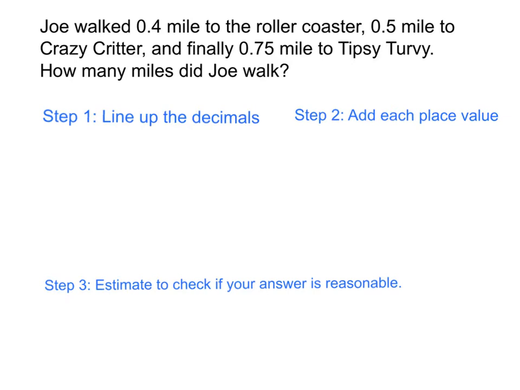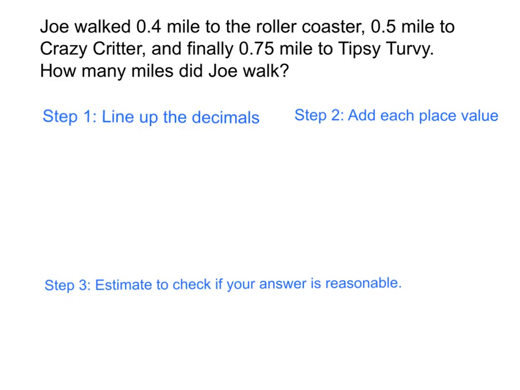First of all, which mathematical operation does this word problem require us to do, and why? Addition. Why addition? Because they're asking how many miles in all did Joe walk. Very good. So we have to add up all the distances he walked. What's the first distance Joe walked, Arjun? The first distance Joe walked is 0.4 miles.